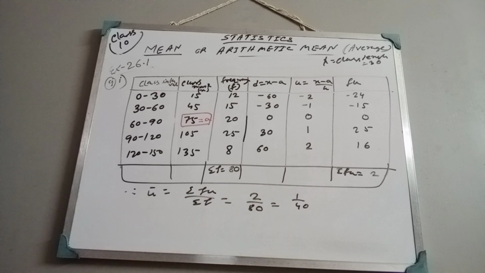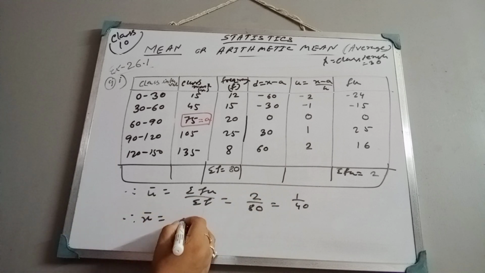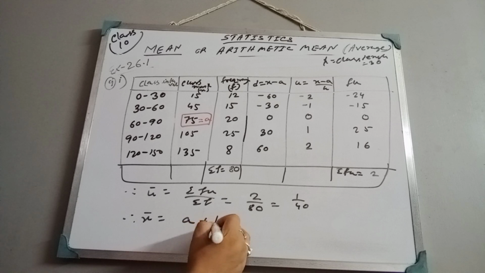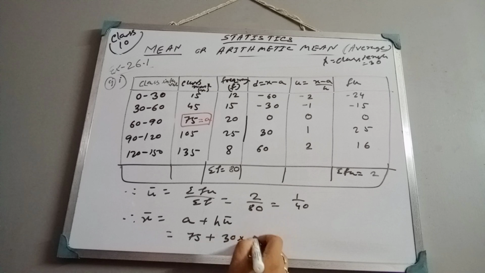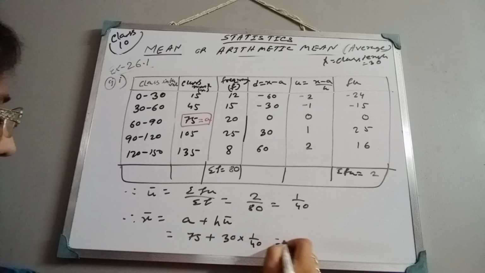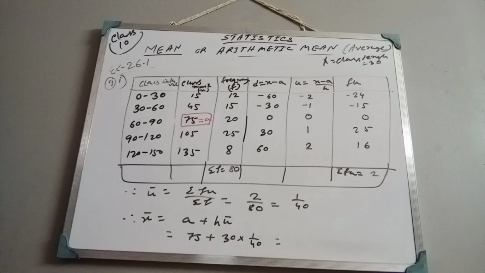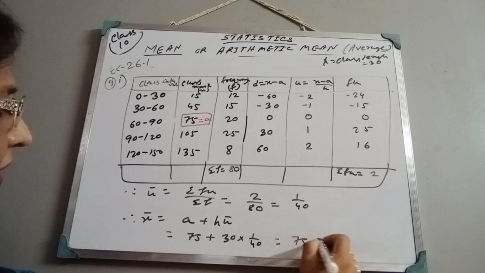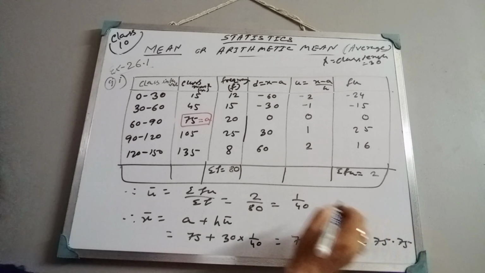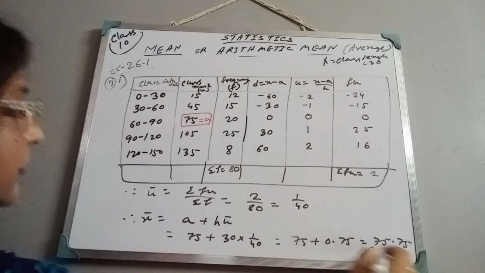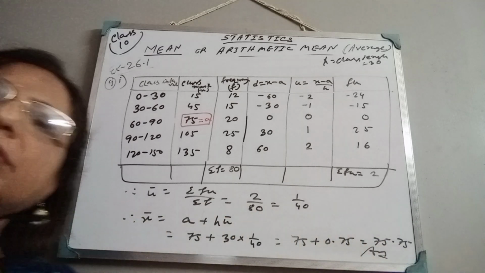Therefore x bar by the step deviation method, we know x bar equals a plus h u bar. This is the formula. Now put the value. A equals 75 we have chosen, plus h equals 30 into u bar equals 1 by 40. Got it? So 75 plus 3 by 4. The value of 3 by 4 is 0.75. So 75 plus 0.75 gives us 75.75. So that is the answer. Sum number 9 is also done.